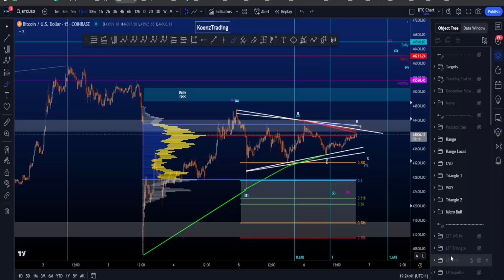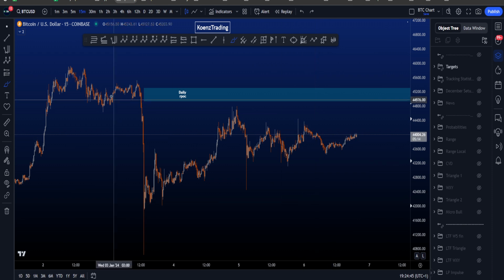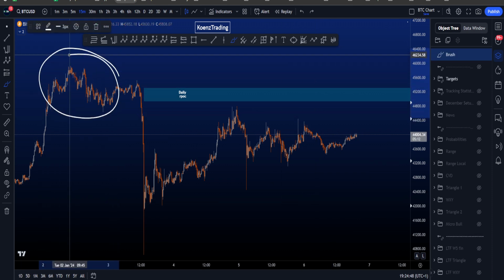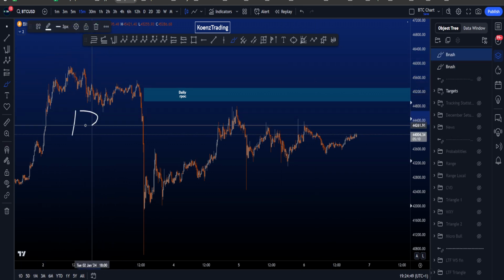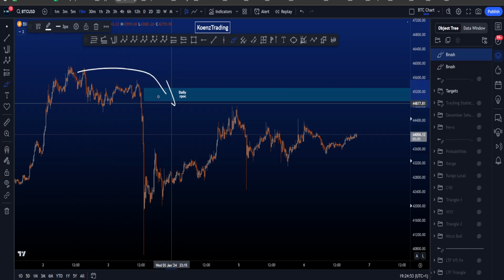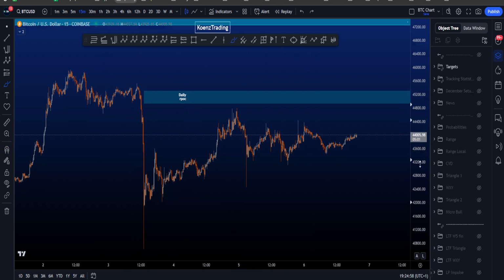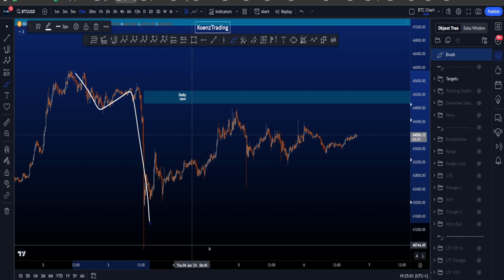Hi everyone, let's go over my bullish and bearish Elliott Wave scenarios on Bitcoin. As explained in the previous video in more detail, this high has a higher probability of being a wave B or a wave X, which increases the probabilities of this move to the downside to then be a wave C or a wave Y.